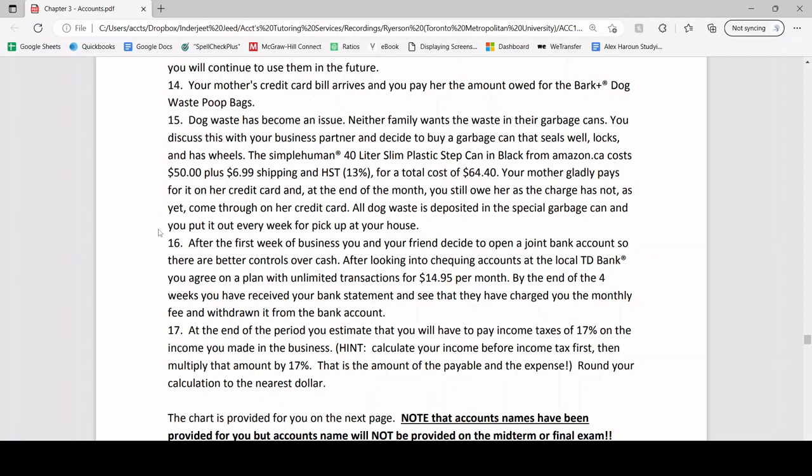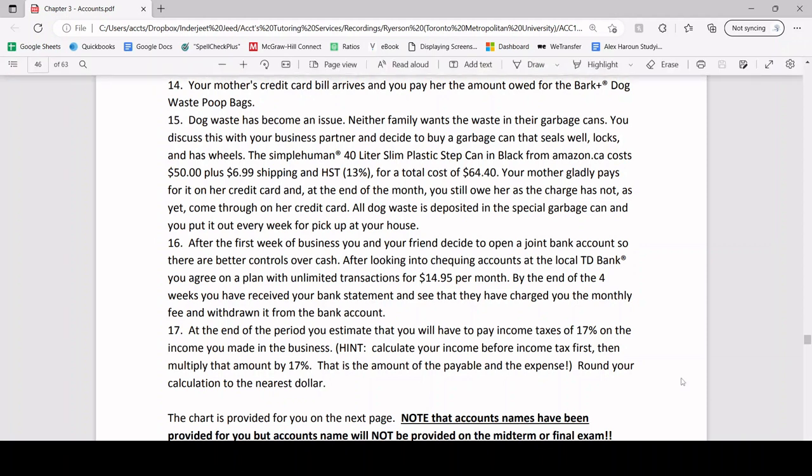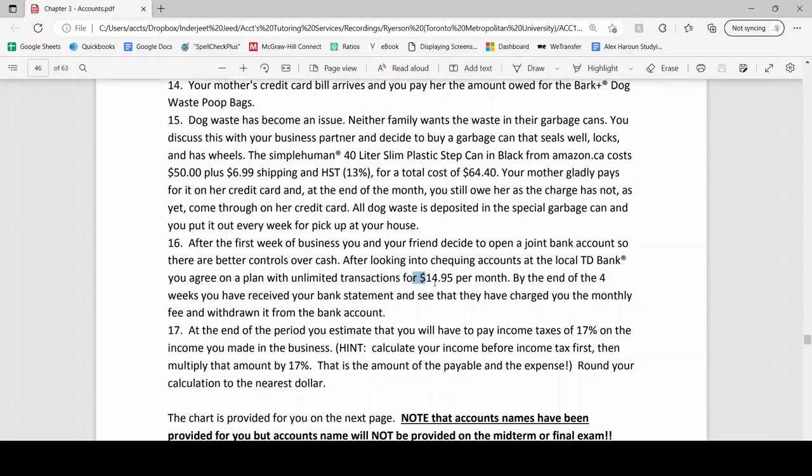account so there are better controls over cash. After looking into checking accounts at the local TD bank, you agreed on a plan with unlimited transactions for $14.95 per month. By the end of the 4 weeks, you have received your bank statement and see that they've charged you the monthly fee and withdrawn it from your bank account. So this over here, once again, is a cost of doing business. It's a cost that you incur in order to help you earn revenues.